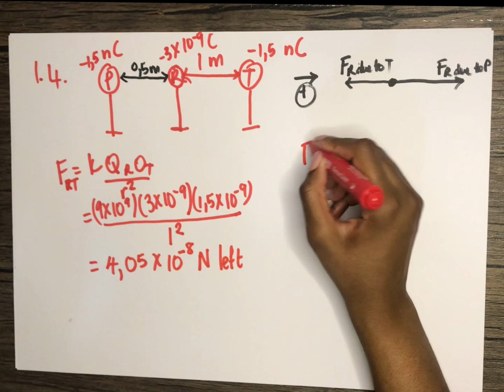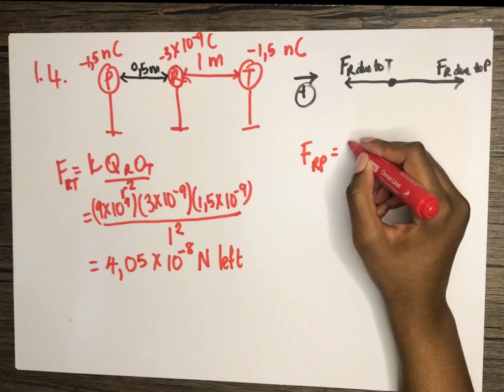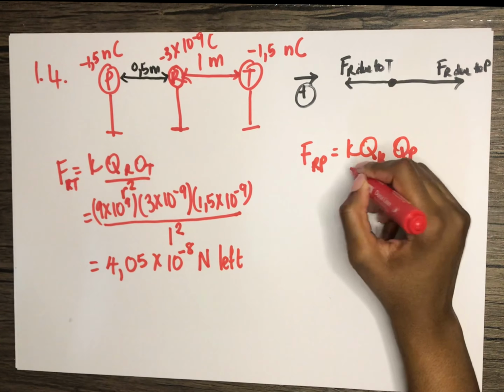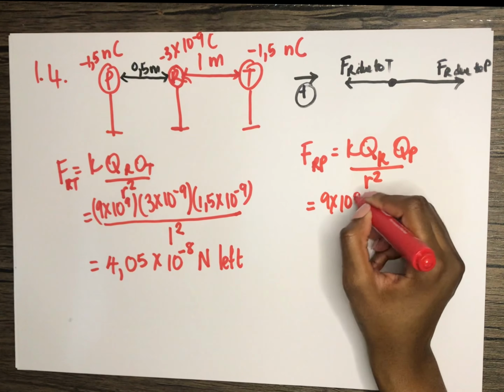Do the same thing using Coulomb's law, but now for R and P, which is K, Q_R, Q_P over r squared. This is 9 times 10 to the power of 9.